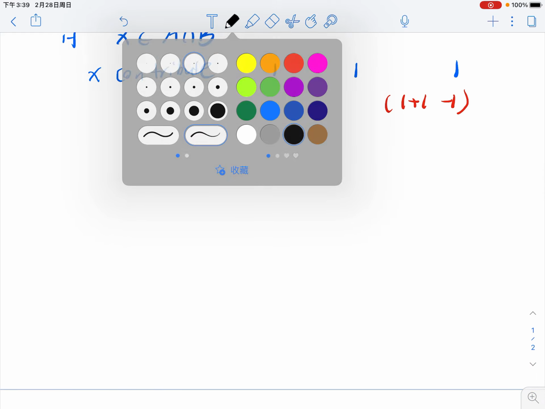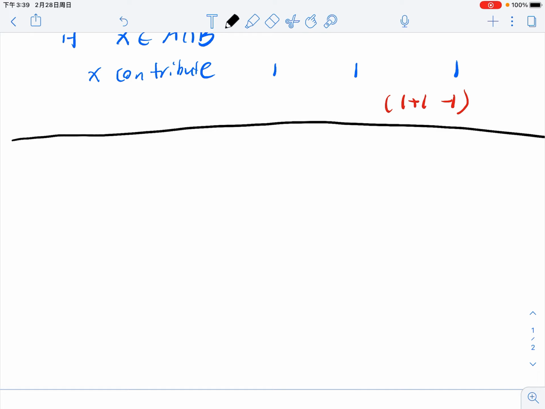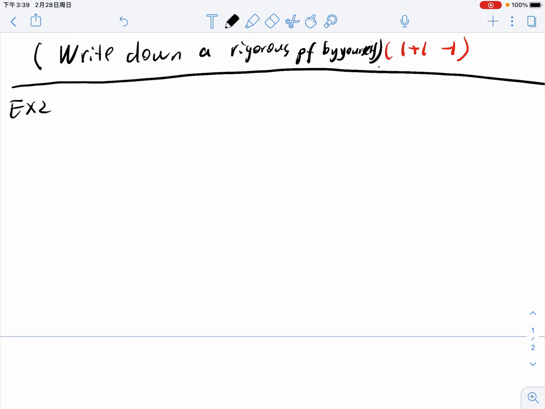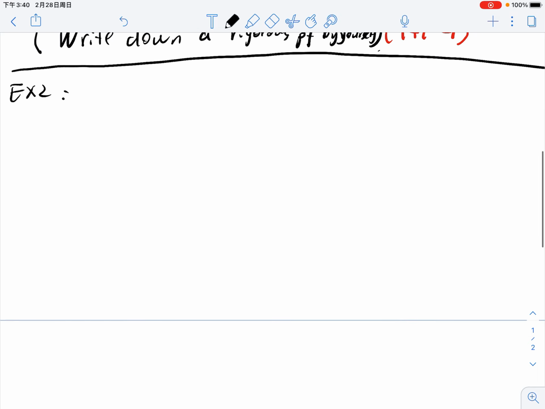Okay, now I suggest, if you still have a confusion on this proof, please write down a rigorous proof by yourself. It helps a lot. And now we look at a slightly complicated example, how to calculate the cardinality of A union B union C.